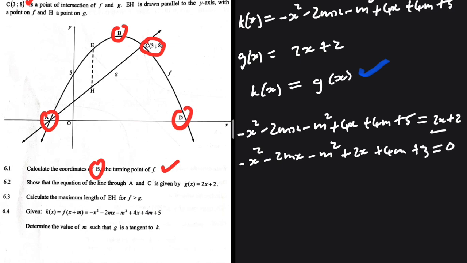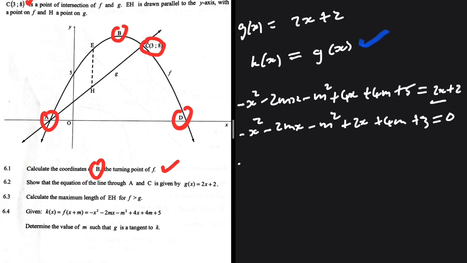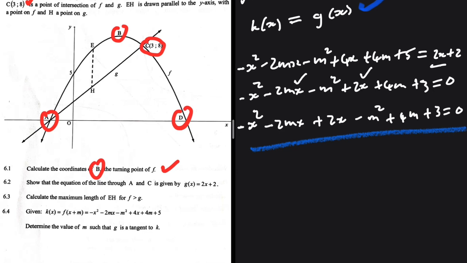Okay, so let's just rewrite this in a more acceptable form. Let me show you what I'm talking about. So minus x squared. That is the only thing with x squared here, right? So let's find the things with a coefficient of x. Those are the two: minus 2mx plus 2x. And then here I'm just writing minus m squared plus 4m plus 3 being equal to 0. So this is the equation that we have. We can still simplify that further.